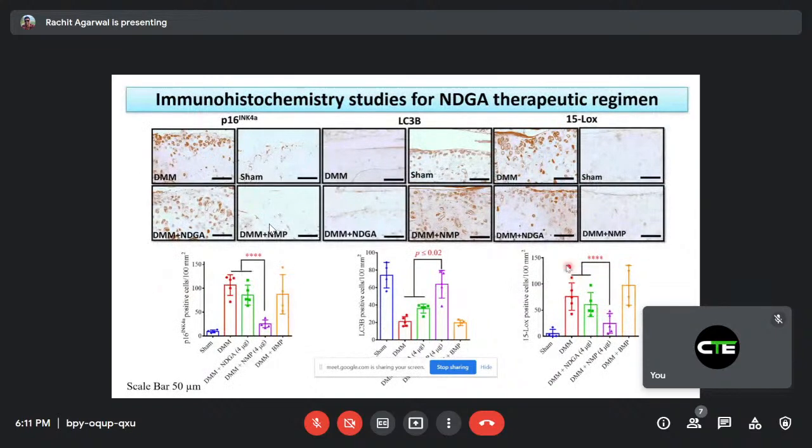We also analyzed it histologically. And again, we find that P16, which is a senescence marker, is much lower in NMP. It's a similar result for RMP, though I'm not showing that data. The LC3 marker was up when it's given, so autophagy has been upregulated. Senescence is much lower, as well as 15-LOX, which is an oxidative stress enzyme, which is also lower. And this has been further quantified.